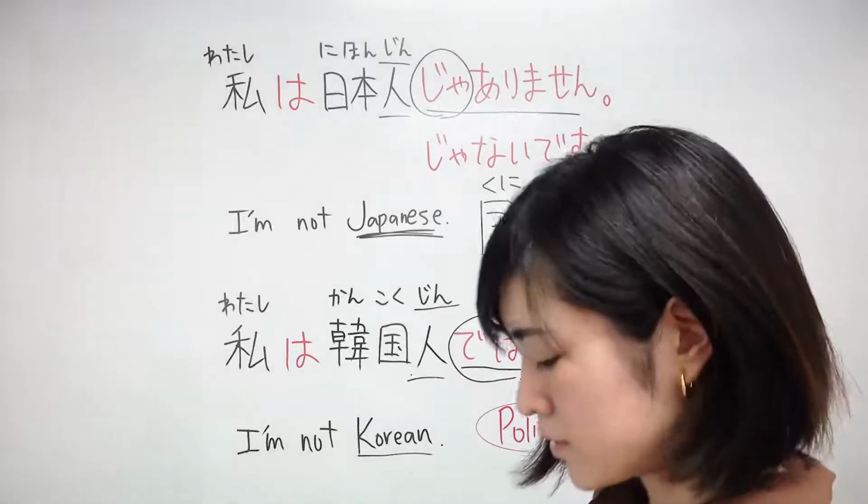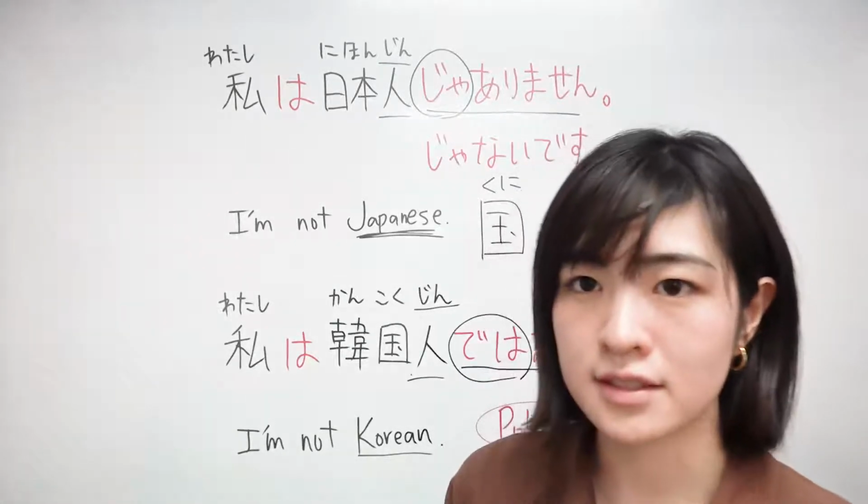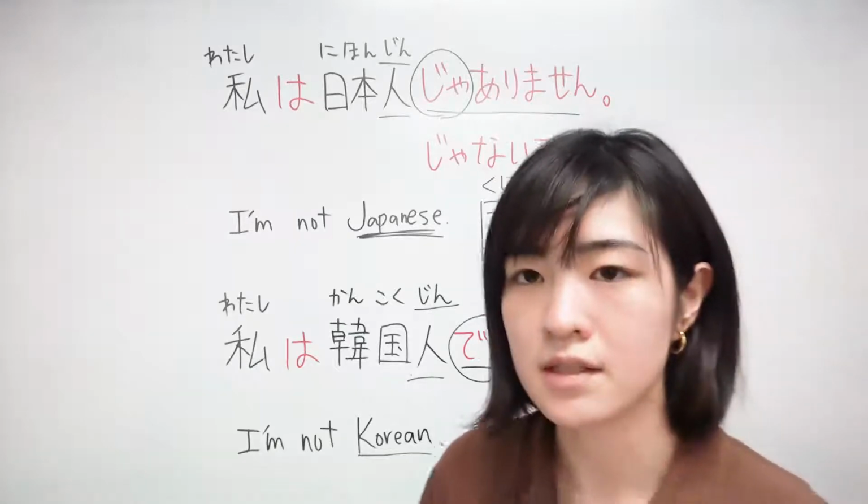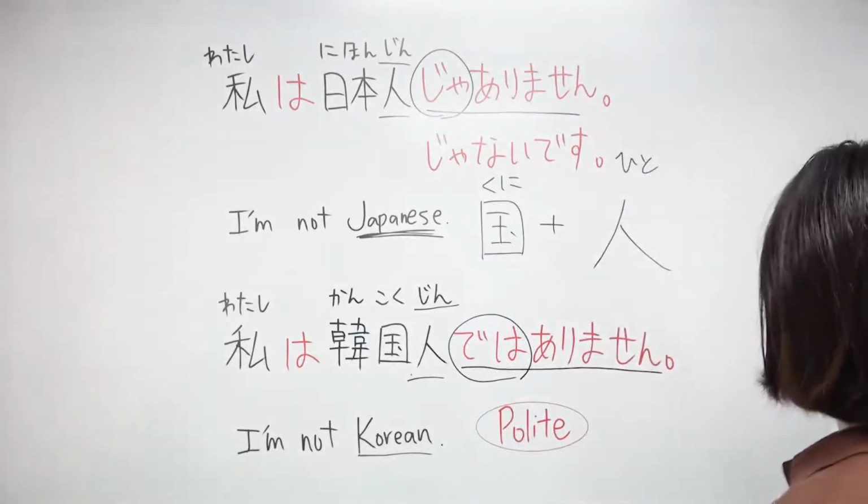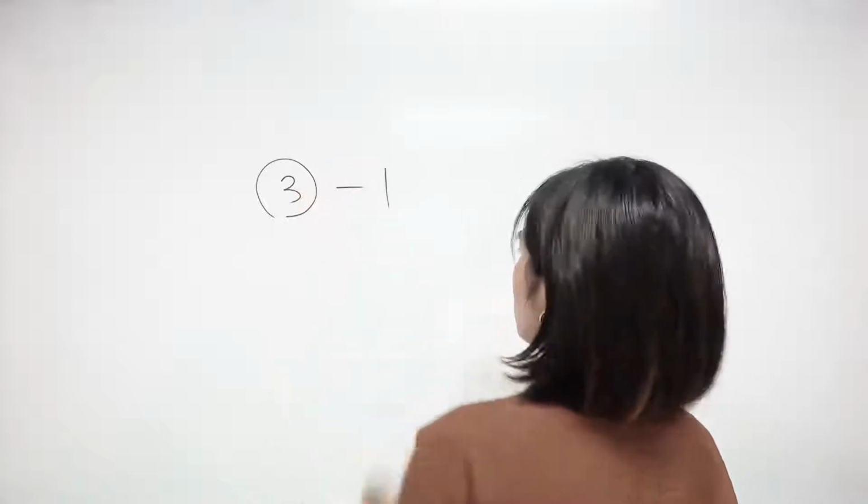Alright. Now let's go on to the next section of your textbook. This is the listening section. Okay. I am going to read some sentences. Please fill in the blanks in Japanese. So this is a self-introduction. So let's read. Number 1. Please fill in the blanks. Sorry, section 3.1.